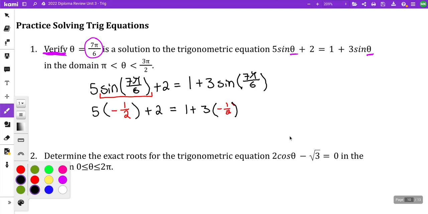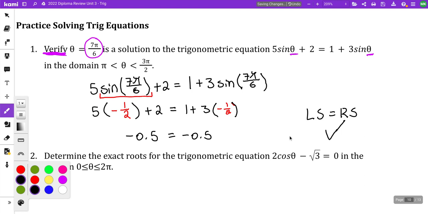5 times negative 1 over 2 is negative 2.5, plus 2 is negative 0.5. On the right side, 3 times negative half is negative 1.5, plus 1 is negative 0.5. Left side equals right side. I have verified this. That's a check mark.